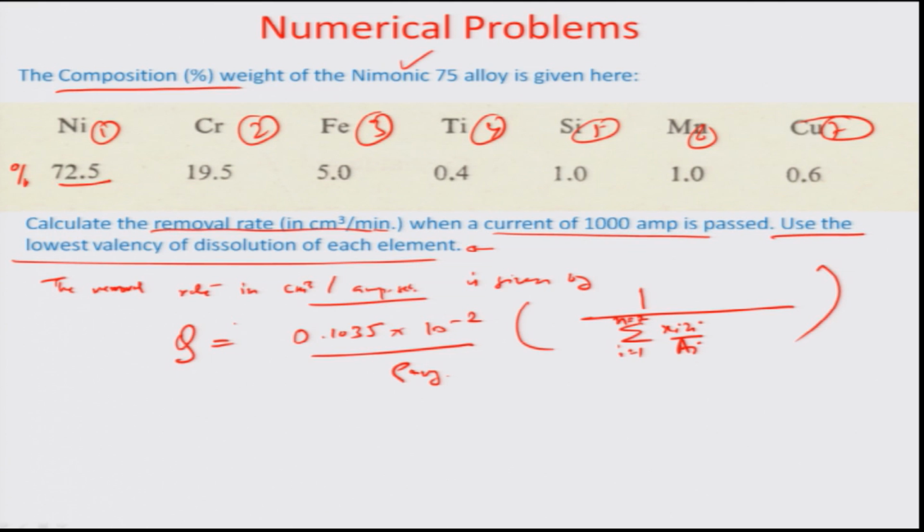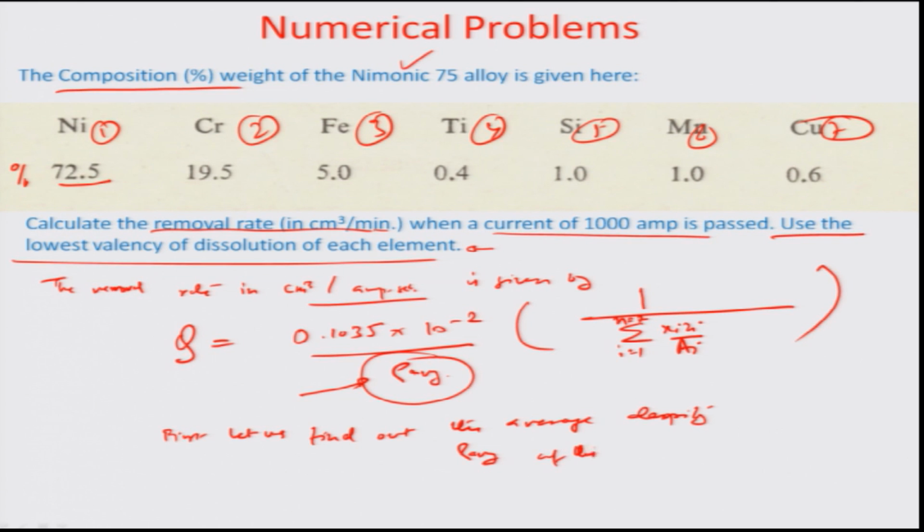So let us now find out the most critical term here, which I would like to first get into, the average density. First, let us find out the average density, rho average, of the alloy. So rho average can be given as 100 divided by the sum over i varying between 1 to 7 of x_i by rho_i.